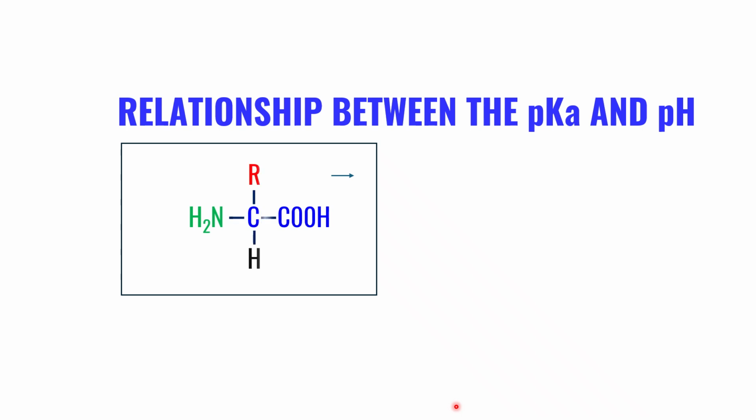So let us explore the relationship between the pKa and pH, or in other words how pH affects the ionization of amino acids around their pKa. As I mentioned earlier, in most cases you have two ionizable groups. The first one is the carboxylic group with a characteristic pKa1 equal to 2. The second one is the amino group with a characteristic pKa2 equal to 10.